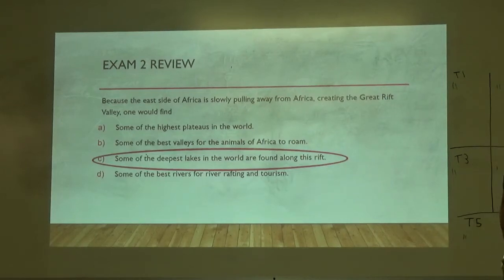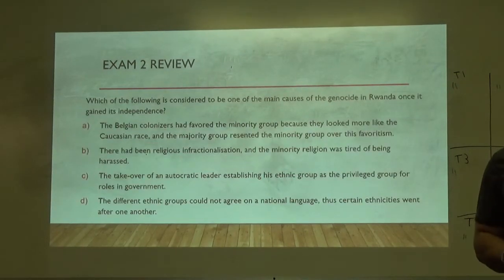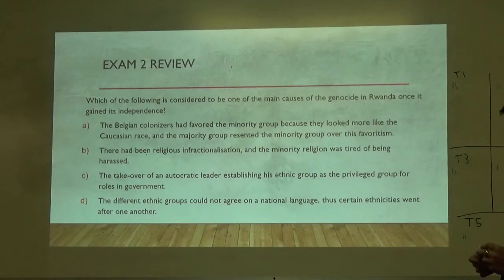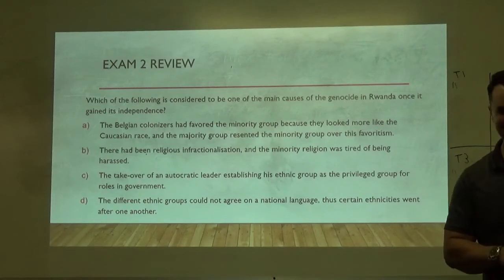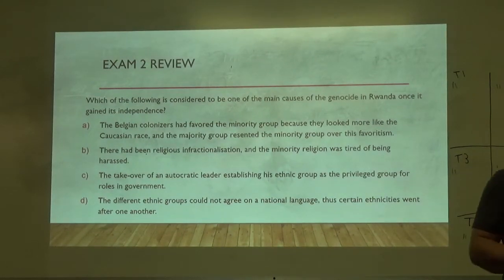So alright. Which of the following is considered to be one of the main causes of genocide in Rwanda once it gained its independence? A, the Belgian colonizers favored the minority group because they look more like the Caucasian race, and the majority group resented the minority group over their favoritism? B, there had been religious factionalism and the minority religion was tired of being harassed? C, the takeover of an autocratic leader established his ethnic group as the privileged group for roles in government? Or D, the different ethnic groups could not agree on a national language so certain ethnicities went after another? Can you repeat that? No, I will not repeat it. I will give you some time on this one because the answer is a little bit longer. I plead the fifth. There were only 4 answers, so.